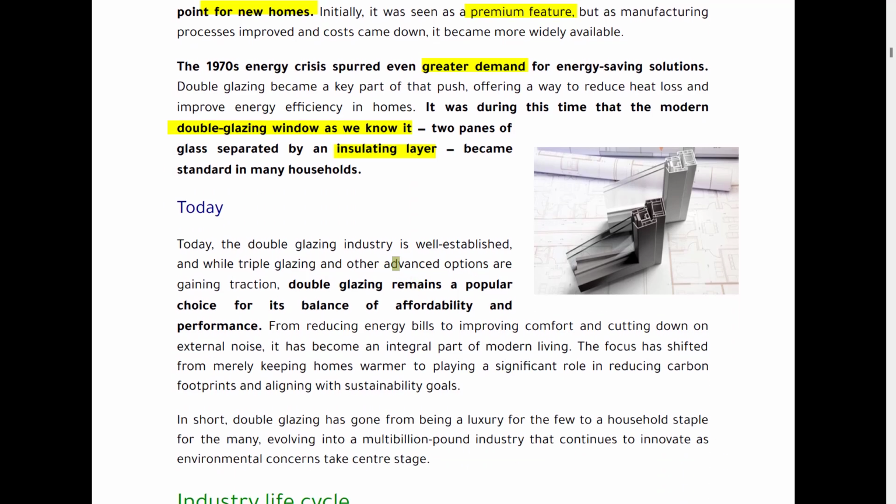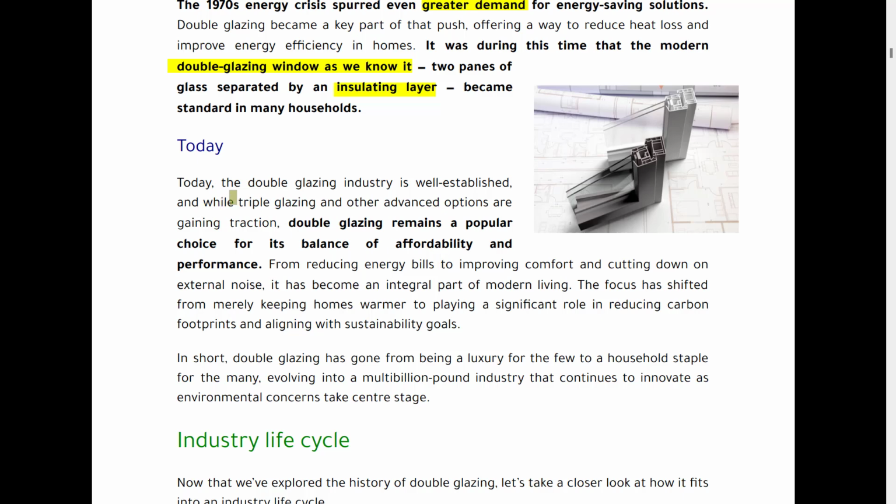Today, it's a really well-established industry, and although we do have some things coming up, like maybe triple glazing and other advanced options that are sort of slowly gaining traction, double glazing remains a really popular choice because it provides this balance of affordability and performance.